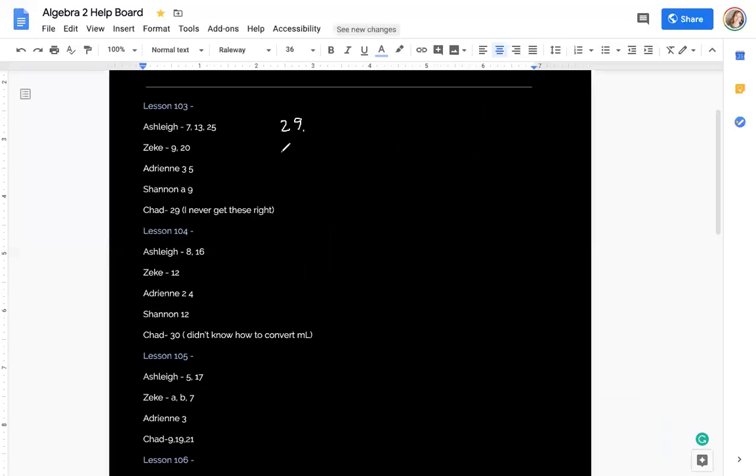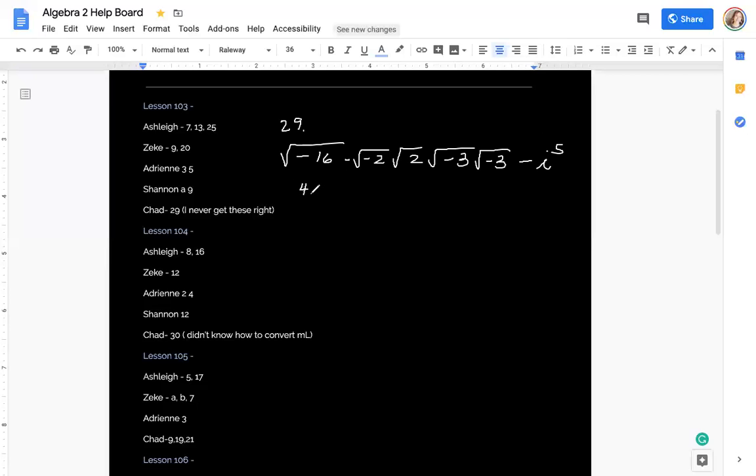29 is one of these, negative 16. Chad is saying he never gets these right. So let's figure out what you do wrong. I think I could kind of tell you what that is in a second. Negative 3 minus i to the 5th. Okay, so first of all, the square root of 16 is 4, but it's imaginary, so it's going to be 4i.